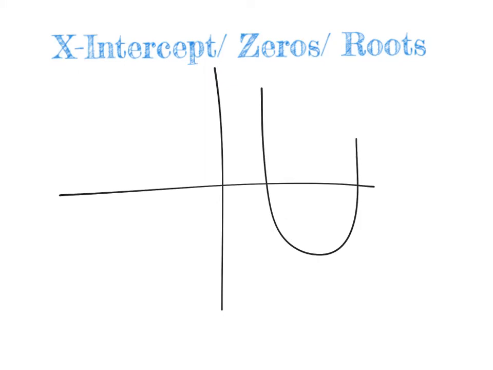Let's talk about x-intercepts. There are many ways of describing an x-intercept. It's also known as zeros and roots, but it really comes down to just where it crosses the x-axis. If I have a parabola, wherever it touches or crosses the x-axis, we call that the x-intercept. So in this case, there are two x-intercepts.